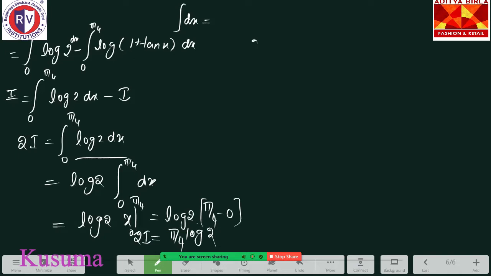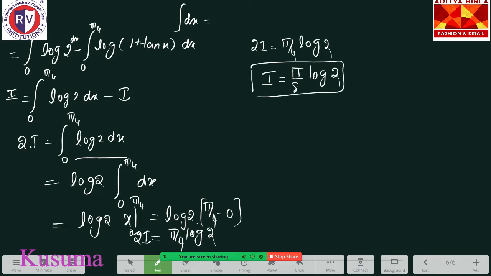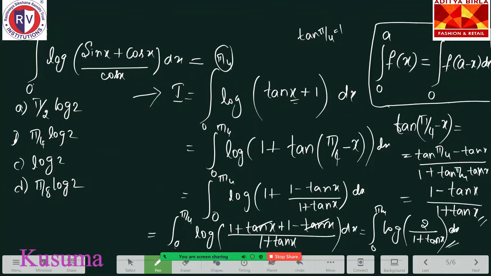So we got 2I equal to pi by 4 log 2. So now what is the value of I? I will be equal to pi by 8 log 2. So this is the value of integration from 0 to pi by 4 of log of (sin x plus cos x) divided by cos x dx. So this is our option D.